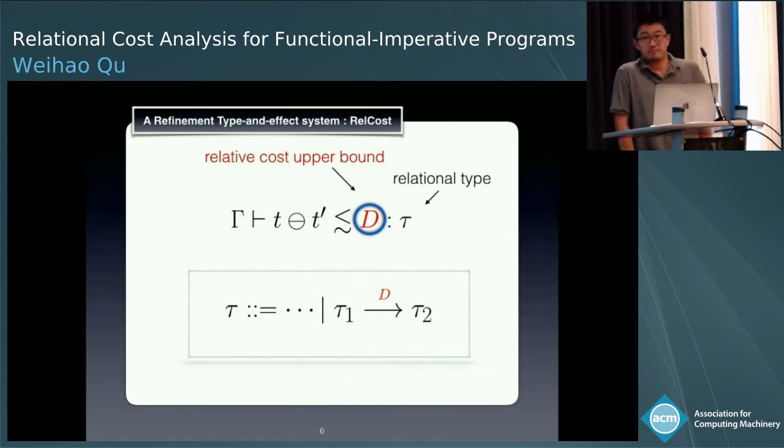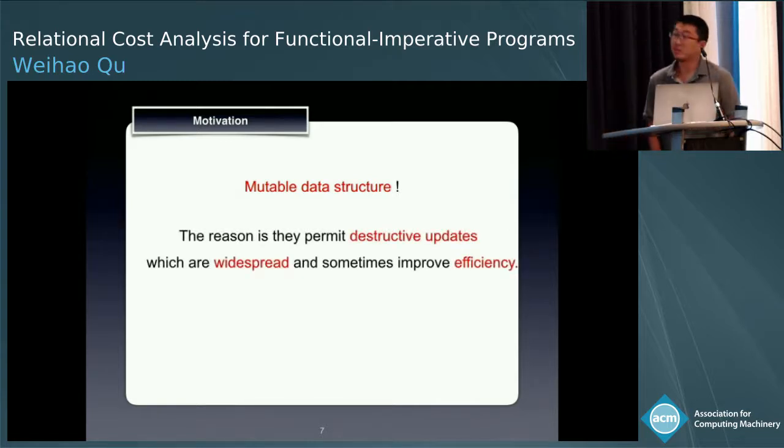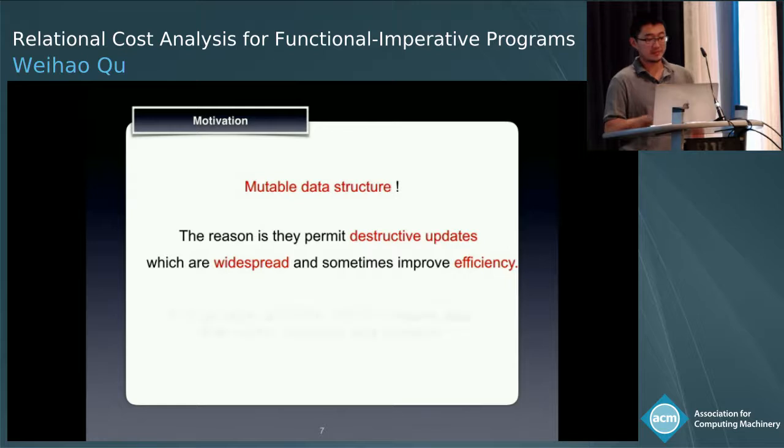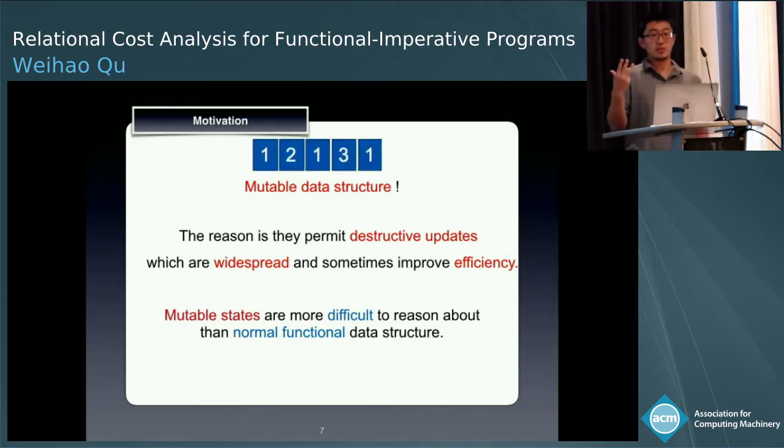So far, RelCost works well, but it's limited to only the normal functional data structures. What we are interested in is to handle mutable data structures. The reason is that mutable data structures will permit destructive updates, which are very widespread and sometimes will help to improve the efficiency. However, mutable state is more difficult to reason about than those normal functional data structures. And in this work, we will only consider mutable arrays, which are simple examples of mutable data structures.